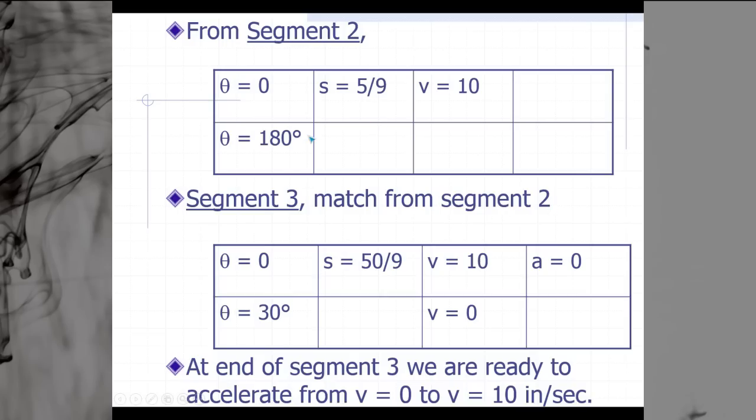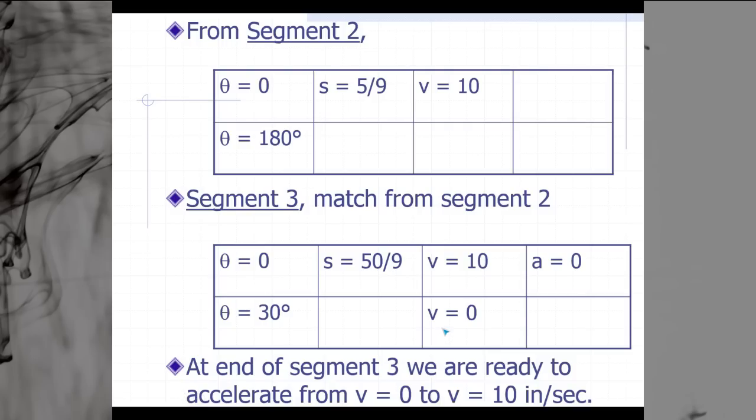So again, we go to segment 2, we find out what our S would have been, and we end up with 50 over 9 for that particular S. Our velocity is equal to 10, and our acceleration is equal to 0. Again, we're coming off a constant velocity portion. Our acceleration must be set equal to 0, and when we finish, we're going to have a velocity equal to 0. So at the end of segment 3, we are ready to accelerate from v equals 0 to v equals 10. So we must plug in a v equals 0 here at the end of our deceleration phase so we can be ready to accelerate.